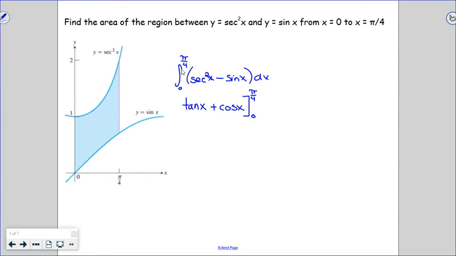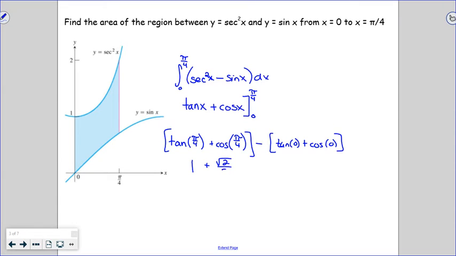So this is where we have to remember a little bit of unit circle stuff here. So evaluate it at pi over 4. Evaluate at 0. All right, let's see if we remember our unit circle. What is the tangent of pi over 4? 1. Cosine of pi over 4. There we go. All right.